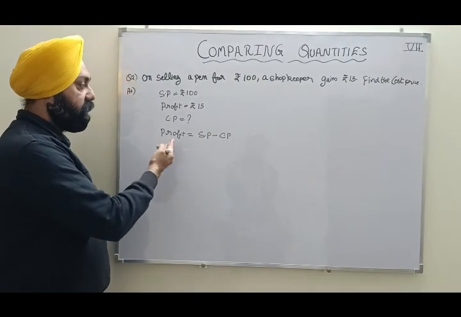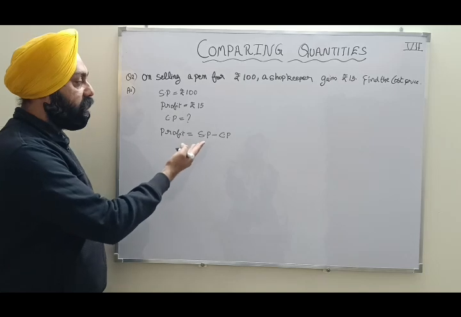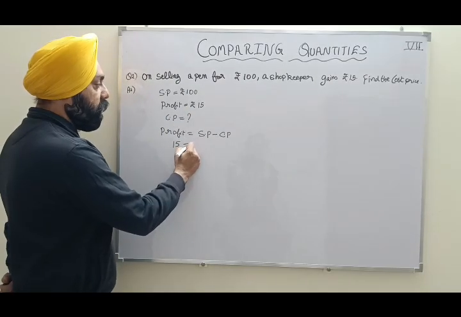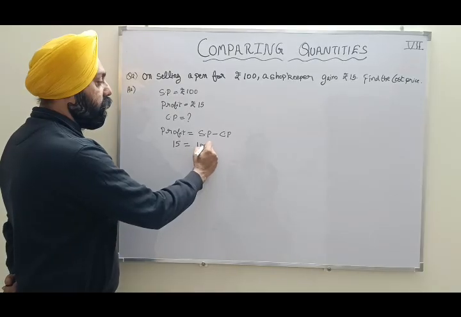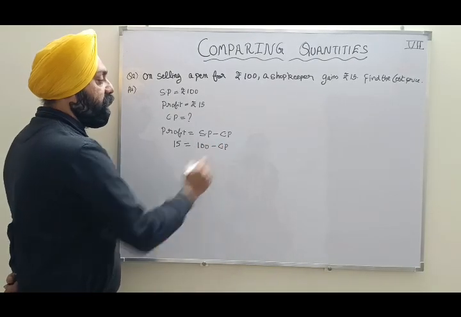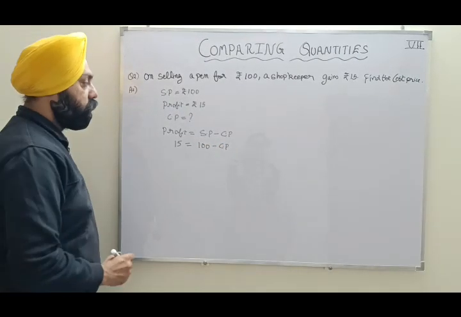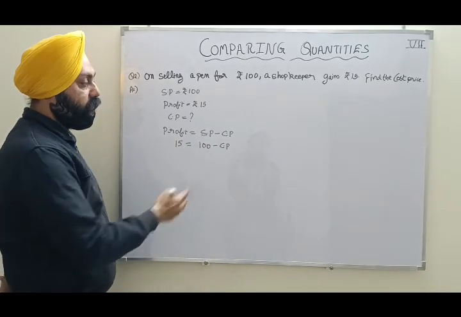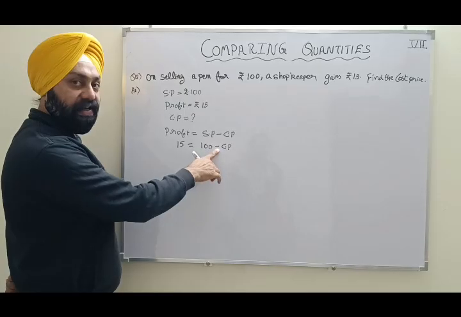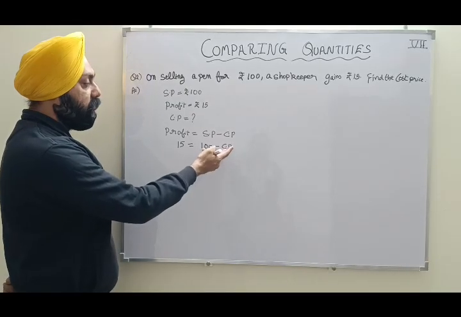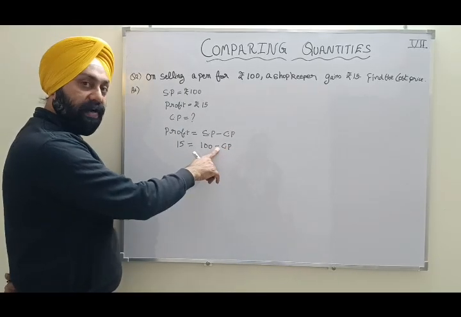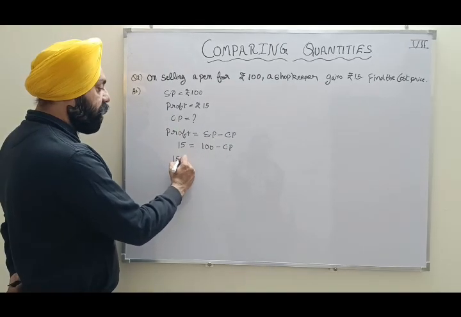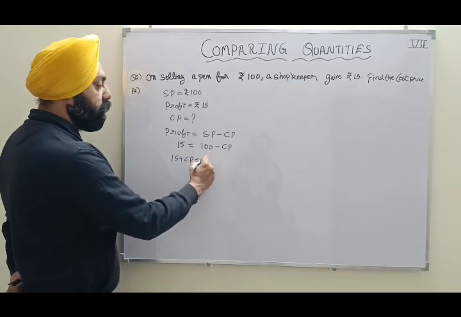We will replace the value of profit and SP in this formula. So profit was 15 rupees, SP was 100 rupees, and cost price we have to find. This is nothing but a simple equation sort of question. We have to find this cost price. Because it is negative, it's better that we take this cost price over there. So here it is minus. When it goes to the other side, the sign will change. So we can write 15 plus CP is equals to 100.